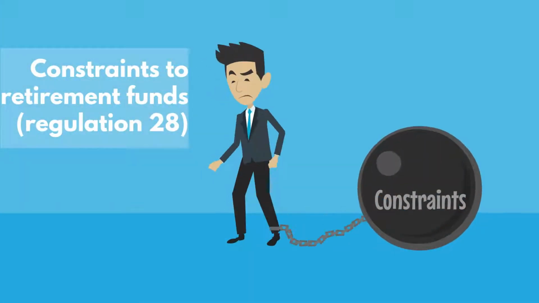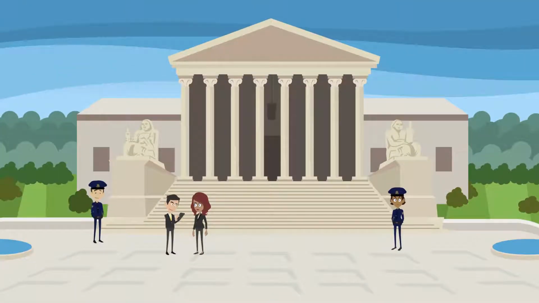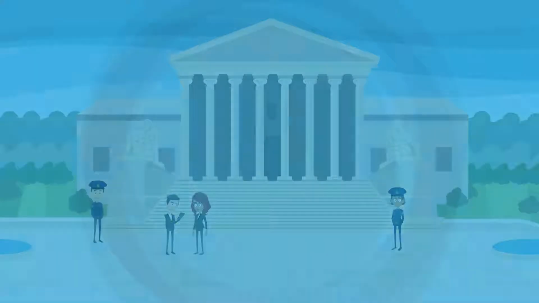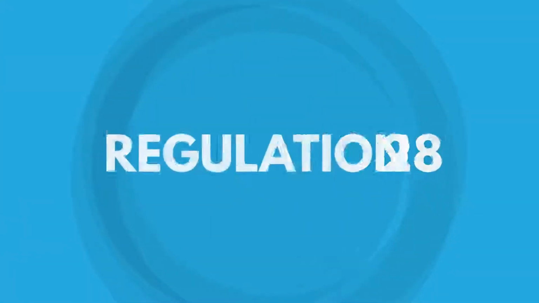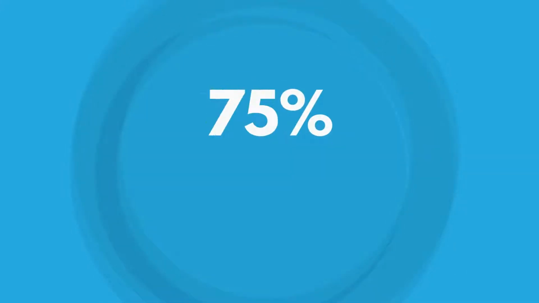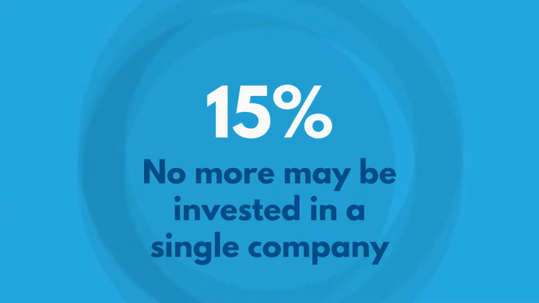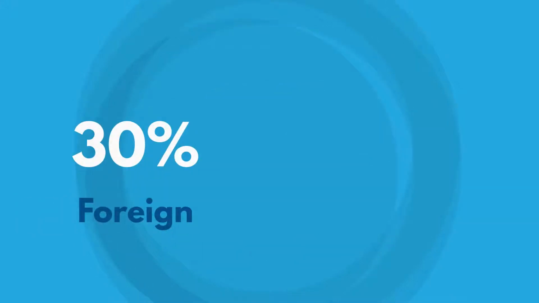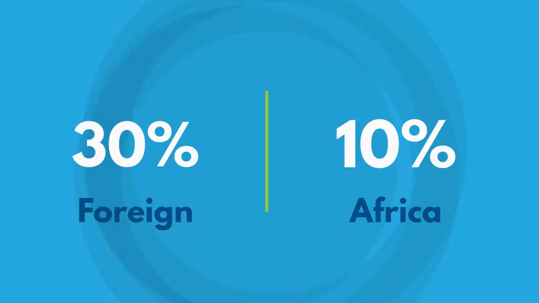Constraints to retirement funds. Retirement funds have certain constraints by law. These constraints are governed by Regulation 28. A short summary is: only 75% of the fund may invest in equities, no more than 15% may be invested in a single company. This is equities if the company has a market cap of more than 20 billion rand. This occurs on a sliding scale. A maximum of 30% may be invested in foreign investments, and an additional 10% may be invested in Africa.